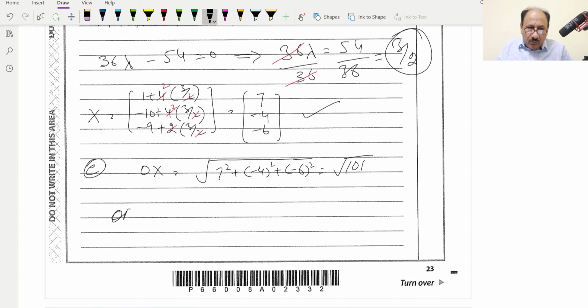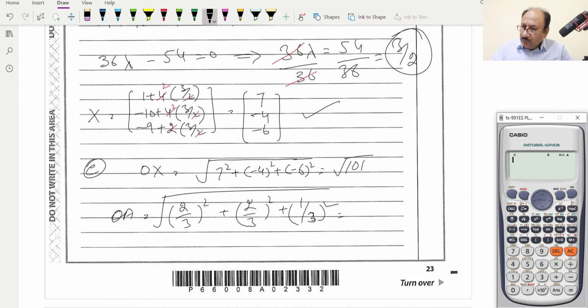Now we can find OA. OA will be equal to what? The square root of 2 by 3 squared plus 2 by 3 squared plus 1 by 3 squared, and this is equal to what? We can find this also with the help of a calculator.